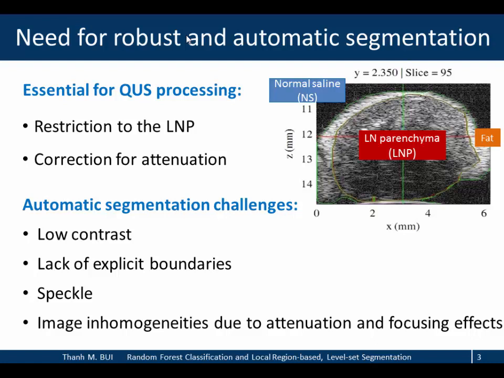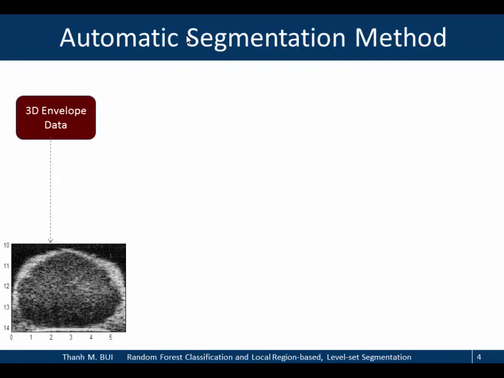However, automatic segmentation of the lymph node data is challenging because of the low contrast signal, speckle, and also the image inhomogeneity due to attenuation and the focusing effect of the acquisition system. So in this work, I present an automatic segmentation method of the lymph node data based on the envelope 3D data.